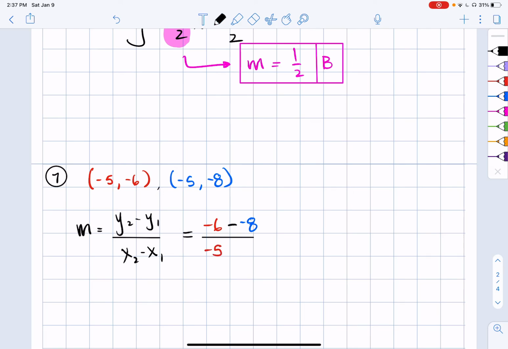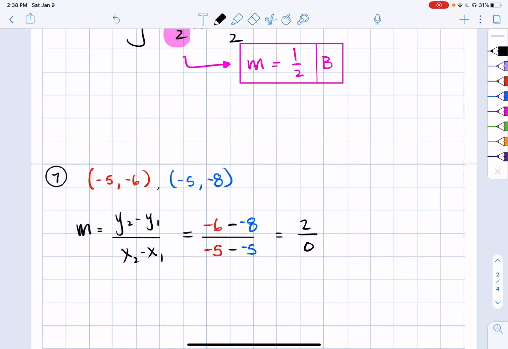-5 minus a -5. Okay? And what do I get here? Yes, you can have -8 minus the -6, and then a -5 minus the -5 again on the bottom. So what is this going to give me? This is going to give me a 2 divided by 0.